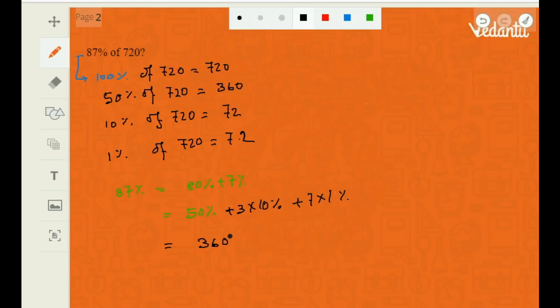50% is 360. 10%, so 3 times 72, and 7 times 7.2. So 360, 3 times 72 is 216, and 7 times 7.2 is 50.4. If you add them up, you will be getting 626.4.